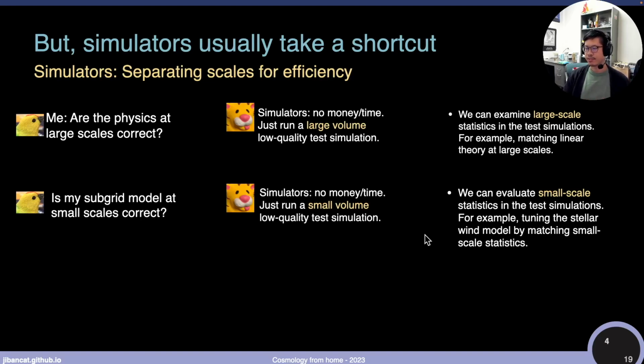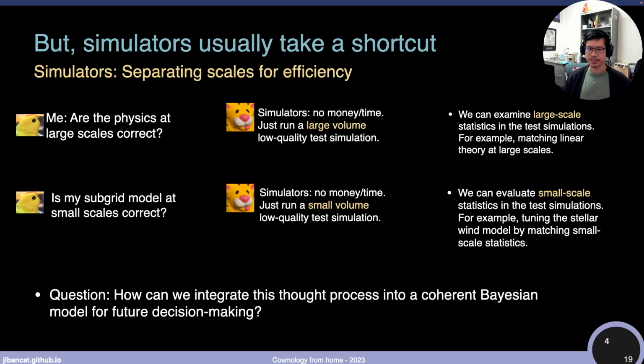And sometimes it's not just about having no money to run the simulation. It's much better to run a quick test simulation so that development can go much faster, if you want to check, for example, whether the implemented physics is correct or not. But my question is how to integrate this thought process into a more coherent way to build either the emulator or future decision making.